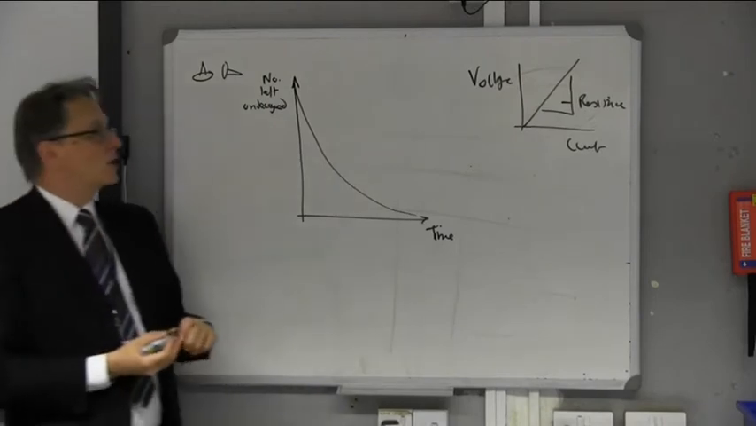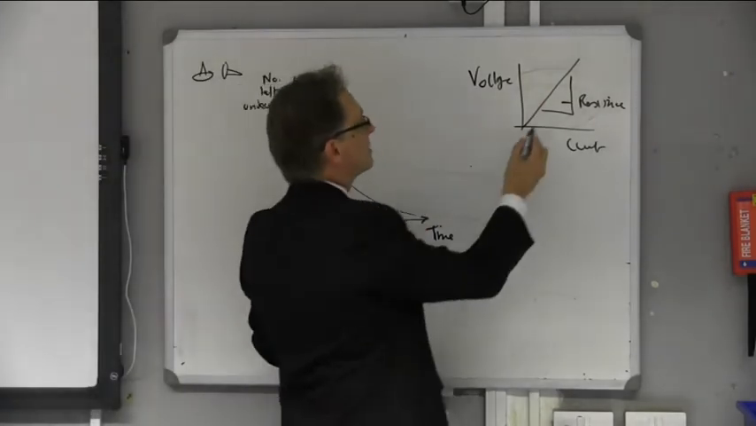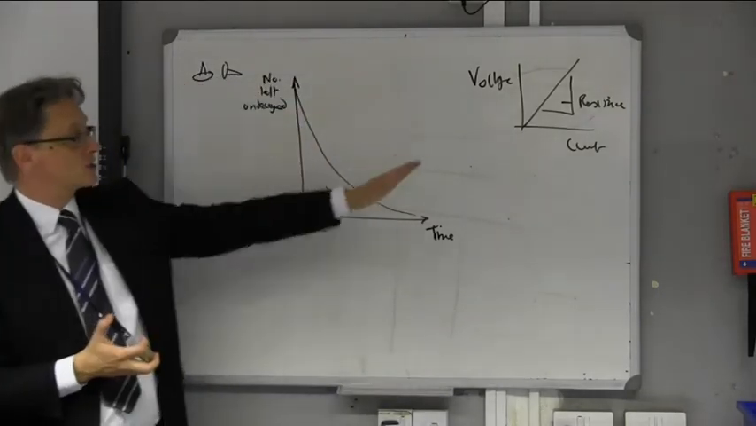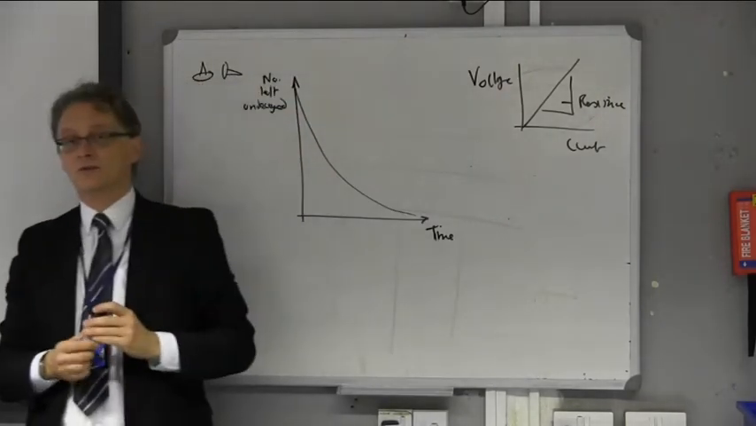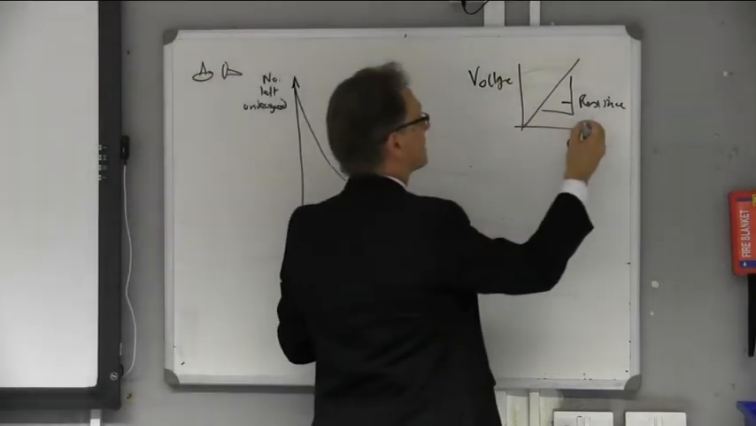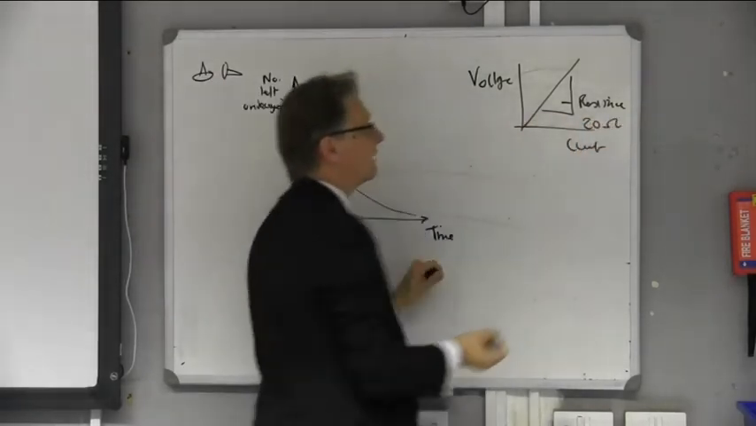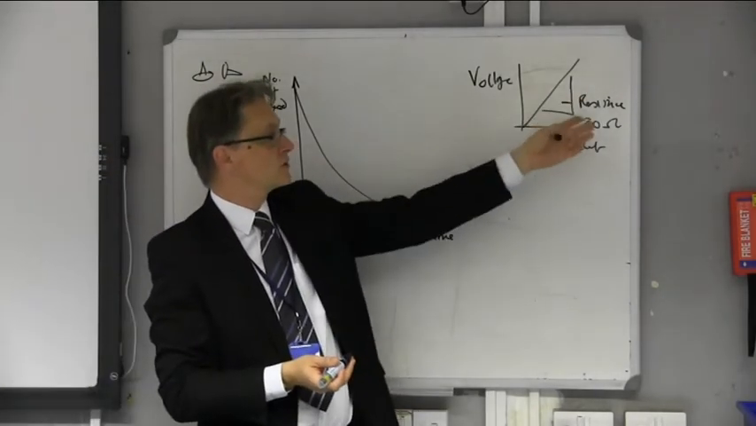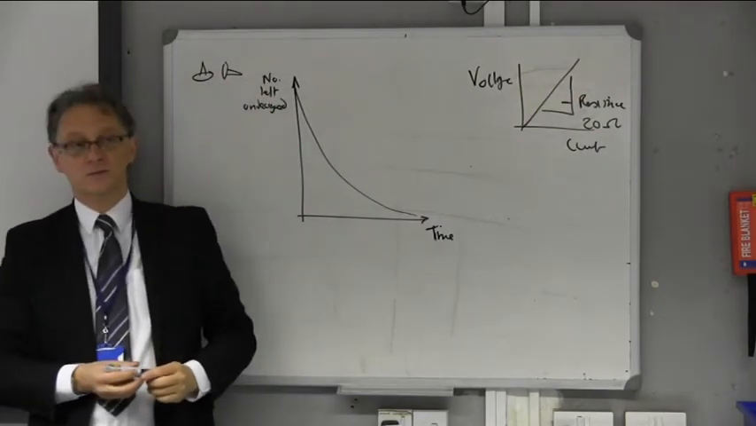The good thing about straight lines is that you can obviously use their gradients. A straight line graph has a constant gradient. I can say this line has a gradient of 20, and because it's a voltage current graph, that 20 means the thing that produced this has a resistance of 20 ohms.